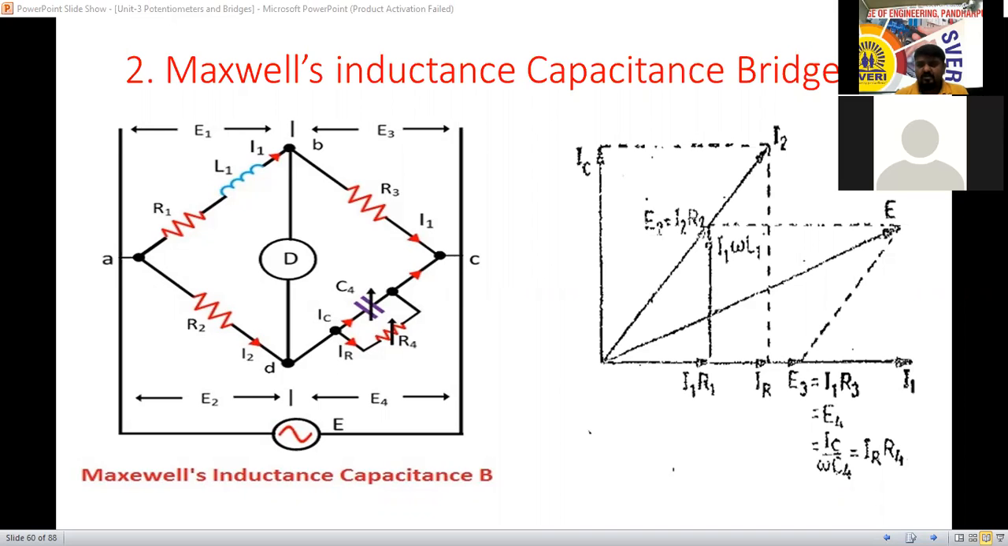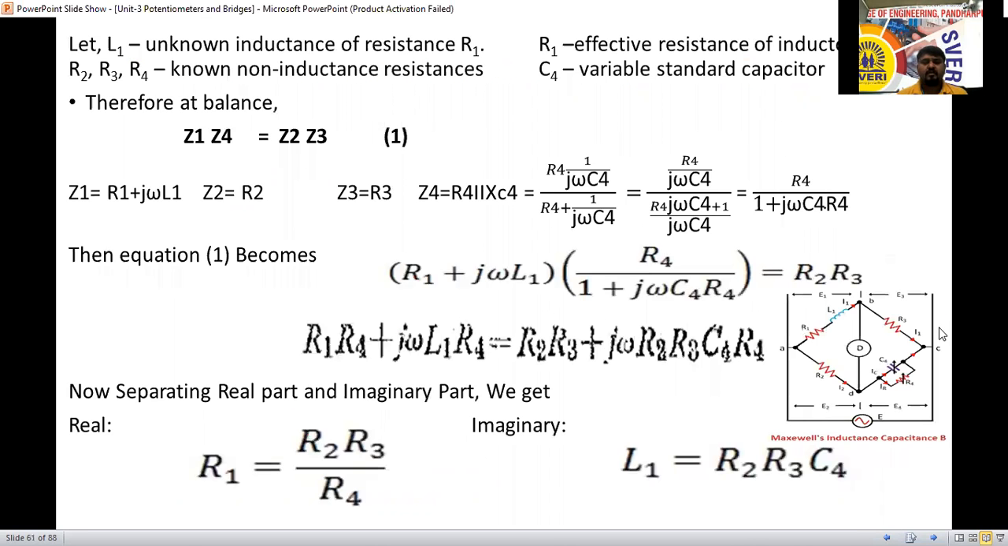In the previous class we discussed the Maxwell inductance-capacitance bridge, and we derived the formulas. I told you to remember this formula. We are going to solve one example on this. You can note it down or take a screenshot. This formula and this formula you should know. We have also discussed the advantages and disadvantages.